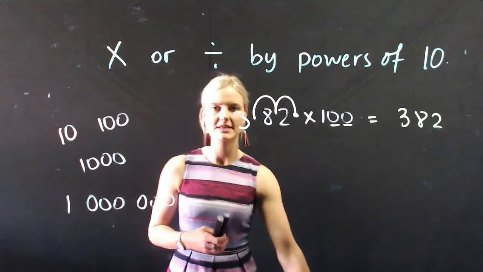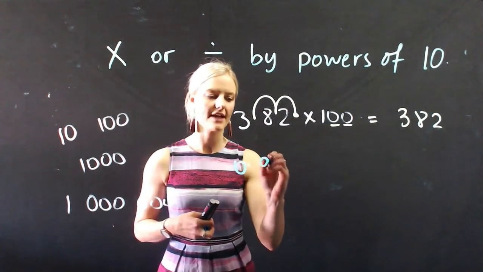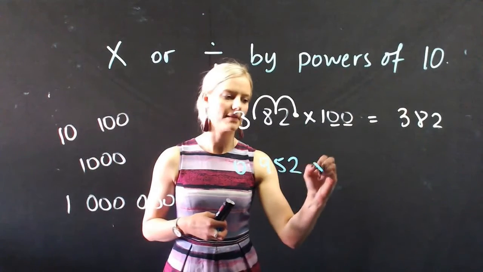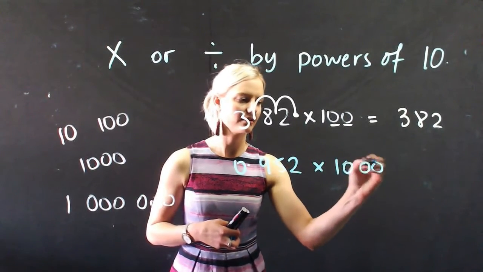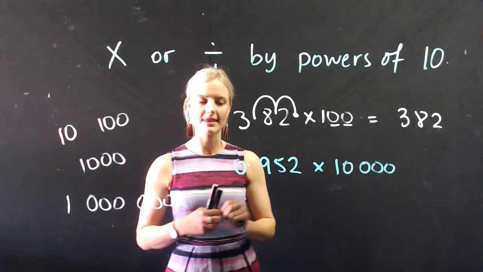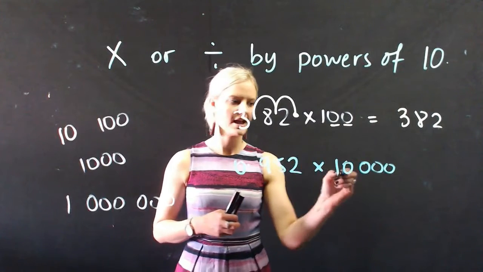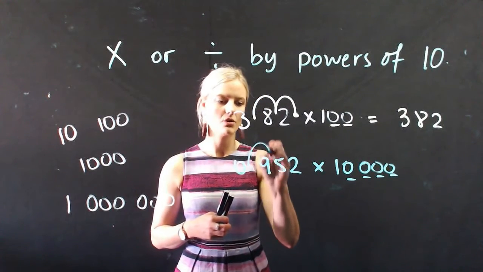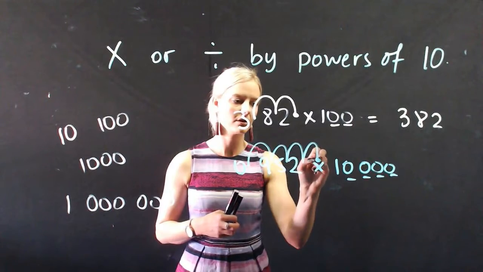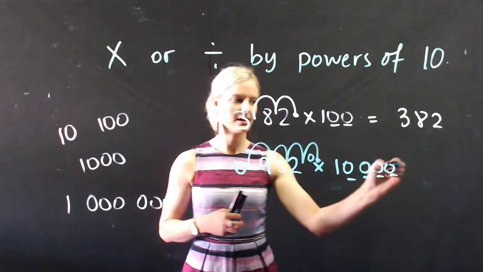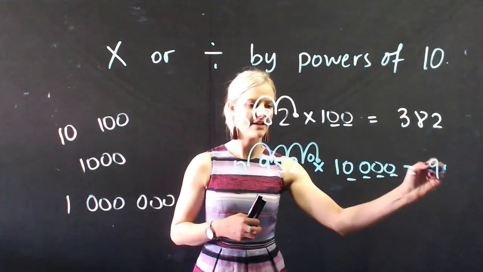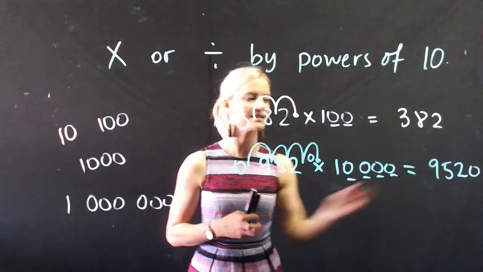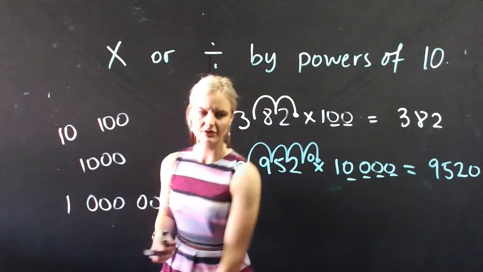Let's consider another example. 0.952 multiplied by 10,000. Multiplying, the number will get larger. We need to jump it to the right. And there are 1, 2, 3, 4 zeros. Let's jump this 4 places to the right. 1, 2, 3, 4. Fill in our gaps with a 0. The answer is 9,520. Now, what if we're dividing?